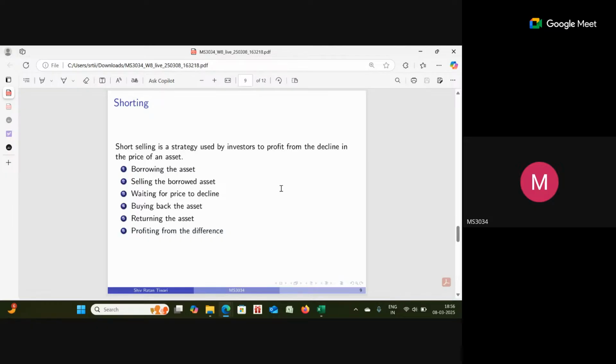So what are the different steps? First you borrow the asset. From whom do you borrow? You generally borrow from brokers. Brokers are the individuals who facilitate the buying and selling of assets. You go to one broker, you borrow the asset, and you sell this borrowed asset to any individual in the market who wants to buy. So you went to the broker, you borrowed ITC shares. Let's suppose you borrowed 100 shares. You sold those 100 shares of ITC to an individual.